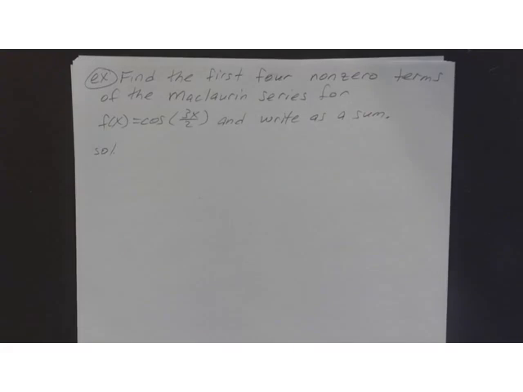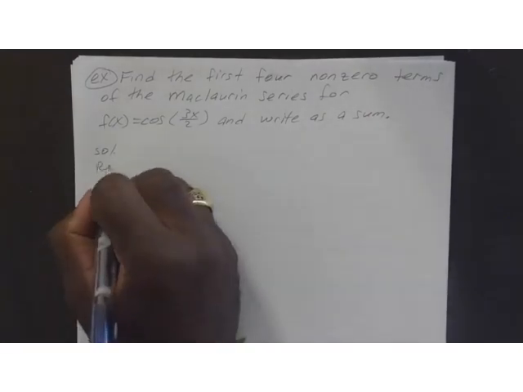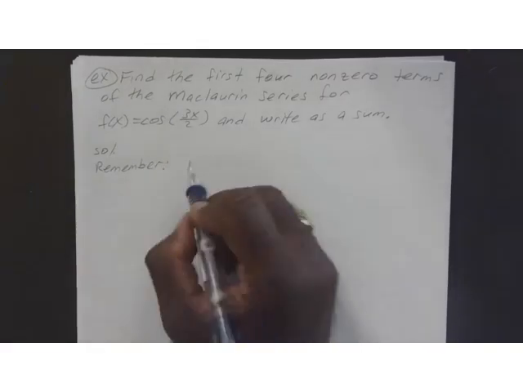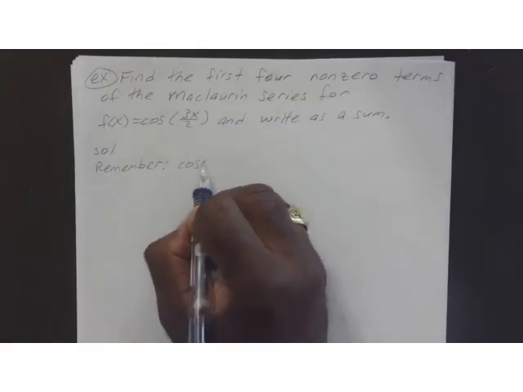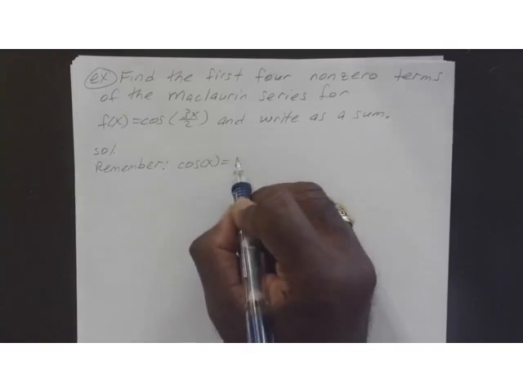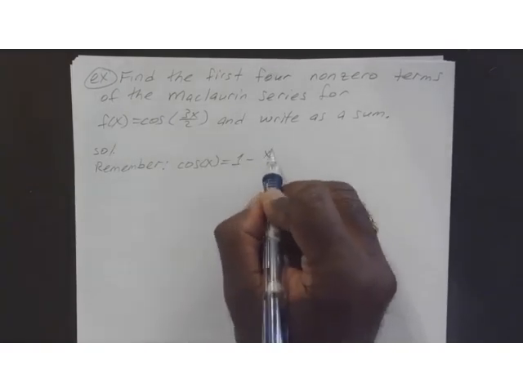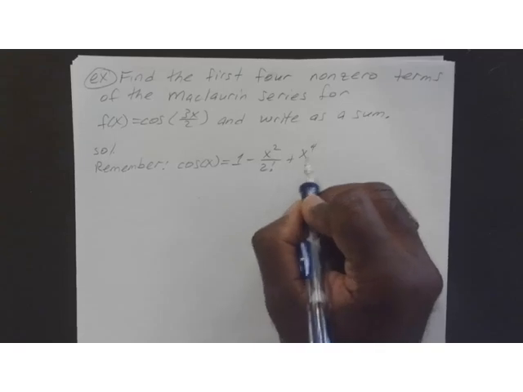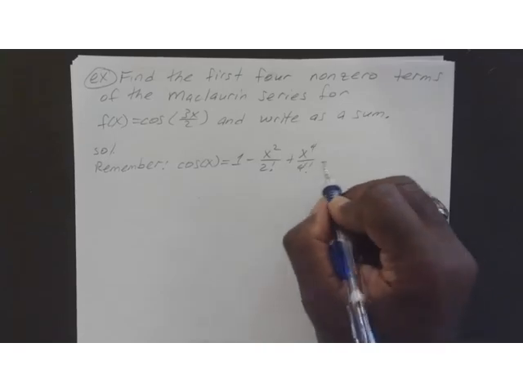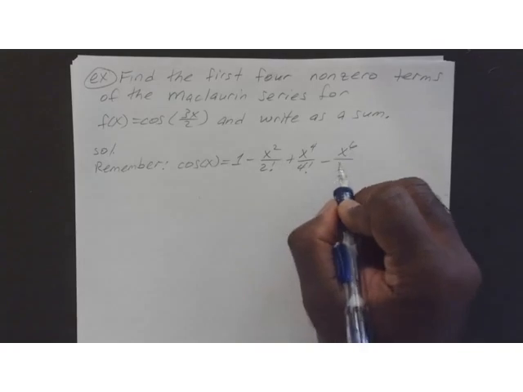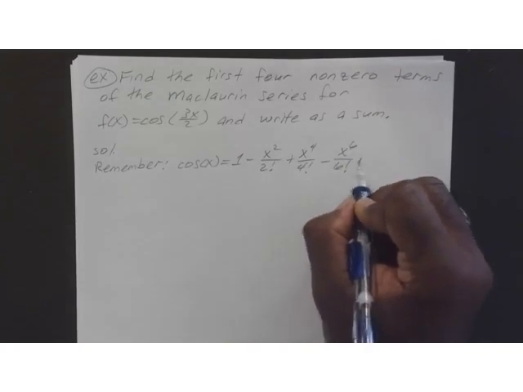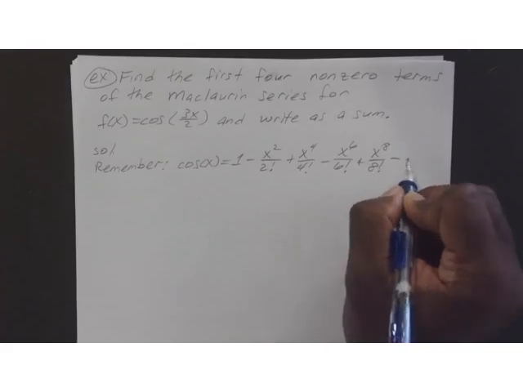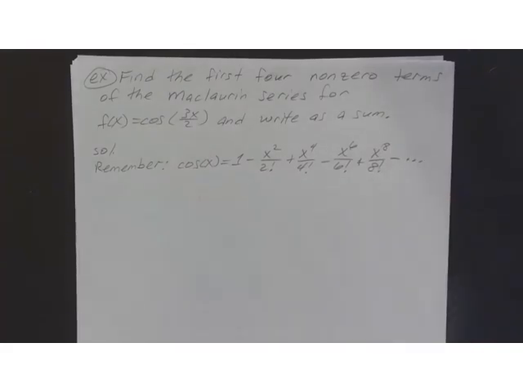Okay, so if you remember, we know that cosine of x is equal to 1 minus x squared over 2 factorial plus x to the fourth over 4 factorial minus x to the sixth over 6 factorial plus x to the eighth power over 8 factorial, and it keeps on going in that pattern.